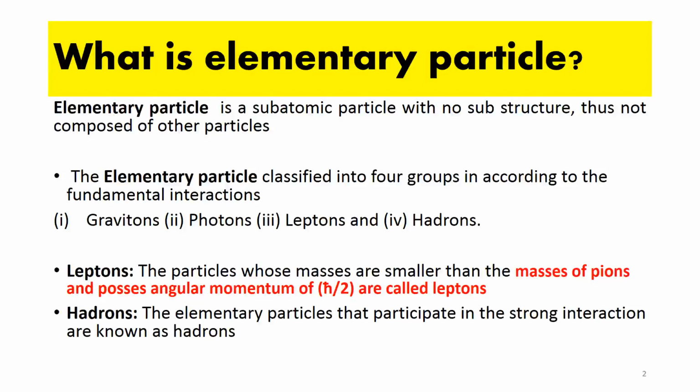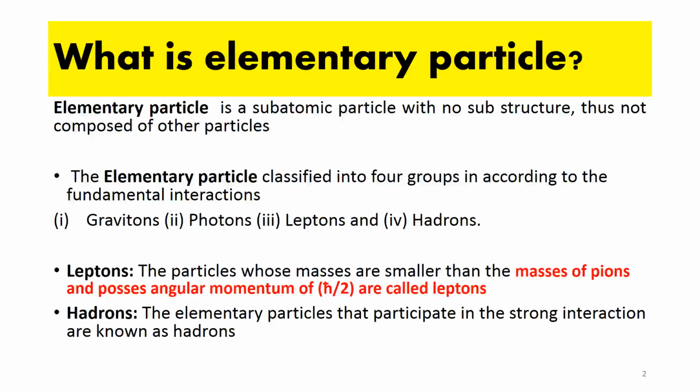For example, you can take the nucleus. The nucleus is composed of what? The protons and the neutrons. That is why the nucleus is not called an elementary particle, whereas neutrons and protons are called elementary particles. The nucleus has its own internal structure.